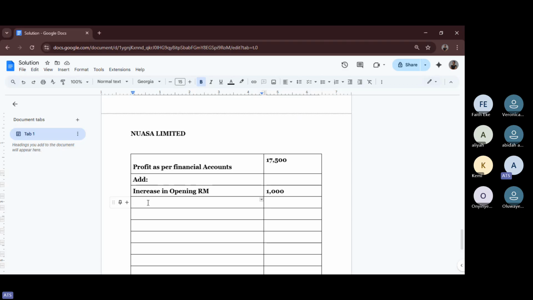Now, work in progress, we have a decrease in opening inventory, right? 7,000 and 8,000. So for this one, we're also deducting it. So you leave it. Then what about closing inventory of work in progress? Is it an increase or a decrease? A decrease too. So are we adding or deducting? We're adding. Okay. Closing inventory. 2,000. Yes.